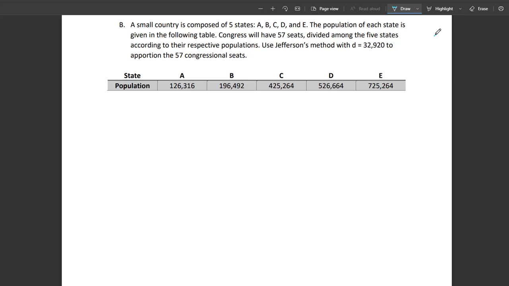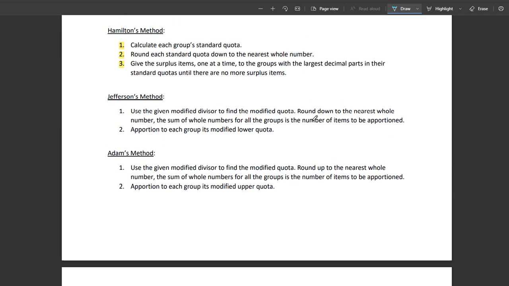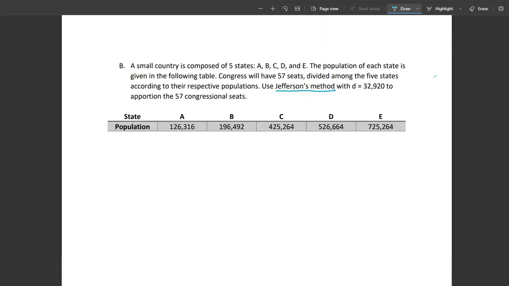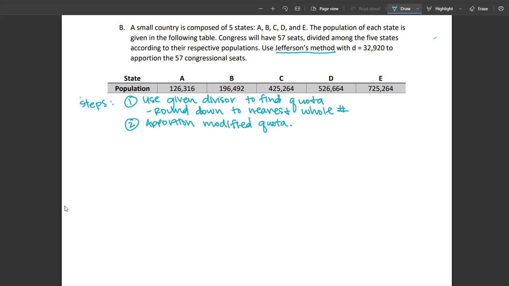Alright, on B, we are going to use Jefferson's method. Jefferson's method tells us to use the given divisor to find the modified quota. We're going to round down to the nearest whole number. The sum of whole numbers for all the groups is the number of items to be apportioned. Apportion to each group its modified lower quota.